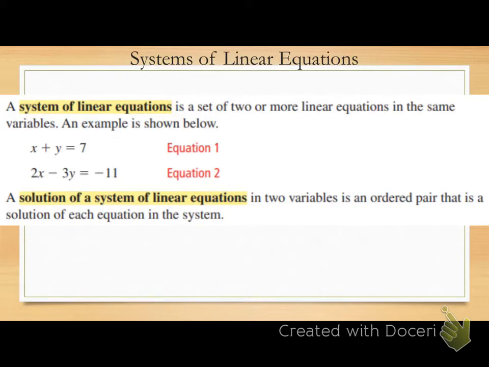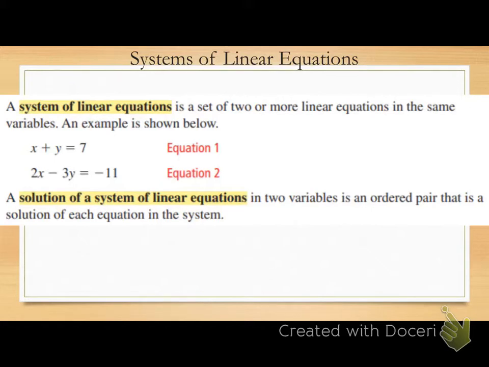Let's first talk about what a system of linear equations is. A system of linear equations is a set of two or more linear equations in the same variables. So there's two equations put together, one right on top of the other. They have the same variables. An example is shown below.